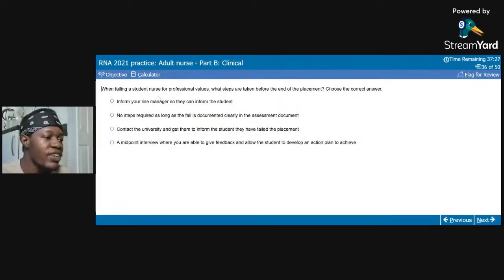When failing a student for professional values, what steps are taken before the end of the placement? Choose the correct answer. A, you inform your line manager so they can inform the student. B, no steps required as long as the fail is documented. C, contact the university and get them to inform the student they have failed the placement. D, a midpoint interview where you are able to give feedback and allow the student to develop an action plan to achieve. Yeah, this is the right way, which is similar to the previous way where you give feedback at every midpoint.